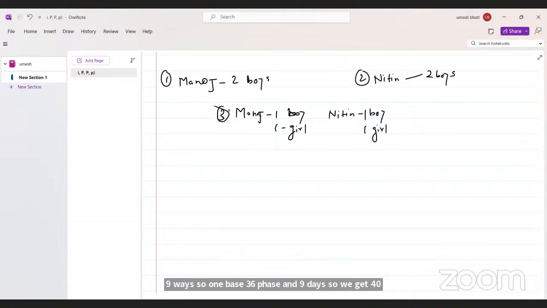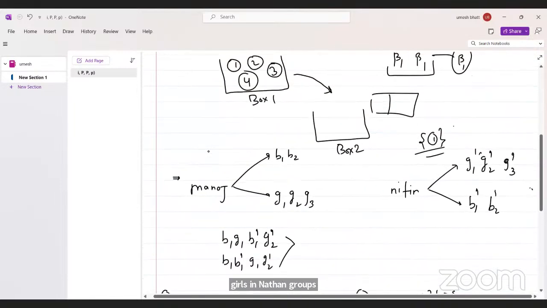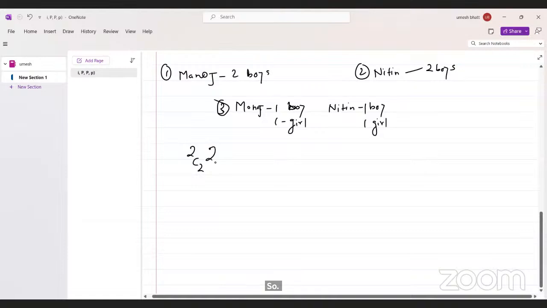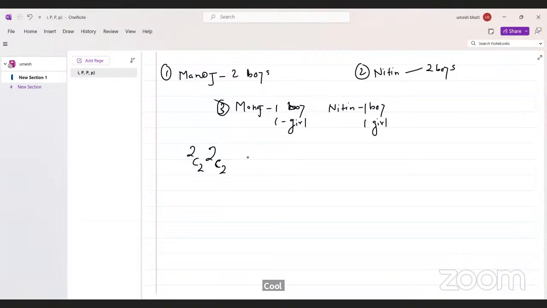Now let's see. So what is the first case? Manoj chooses two boys. Then for Nitin, we have only one choice: he has to choose two girls. So 2C2 for Manoj. And how many girls are in Nitin's group? 2 girls. So 2C2. Now plus, because these are all OR cases. So now the second case.